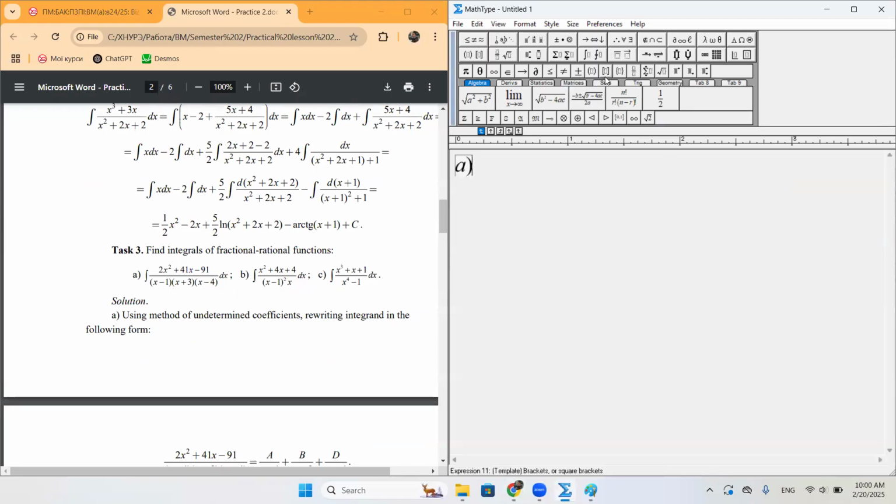So now we will use the method of undetermined coefficients. I will explain how it works. But first of all, let me write down the integral.